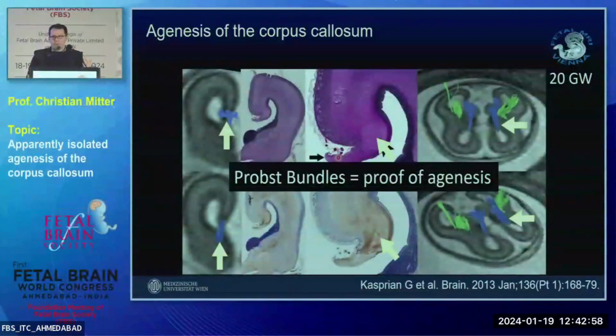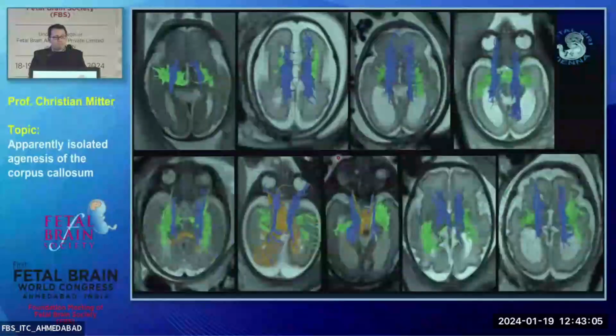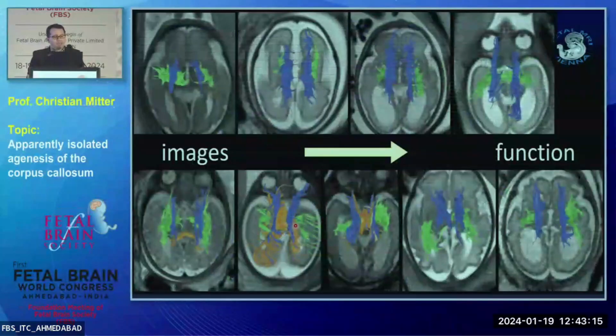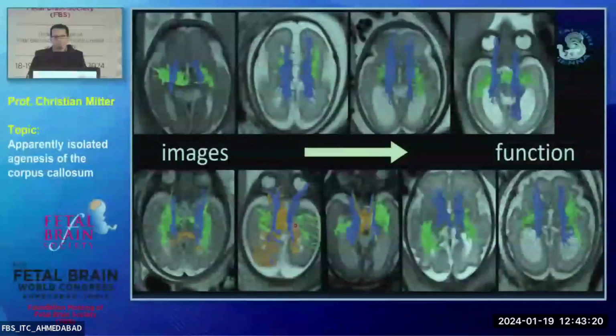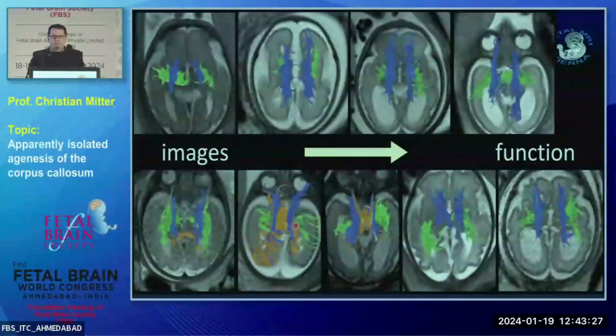Now, tractography of Probst bundles is a proof of agenesis. It can help in cases of partial callosal agenesis, like in these cases here, where these orange fiber bundles are remnants of the corpus callosum that manage to cross the midline. But the problem is that tractography findings as yet don't offer us a clue about the functional prognosis of the fetus. So it won't help you to make the prognosis of whether this fetus will have a good outcome, or better outcome, like Darshan would put it, or a poor outcome.